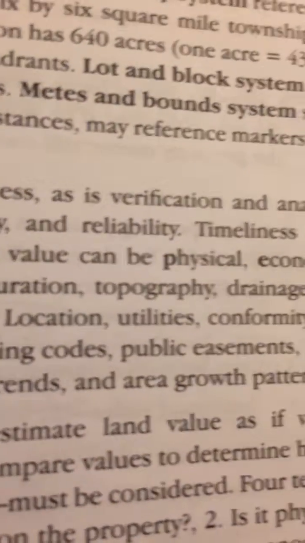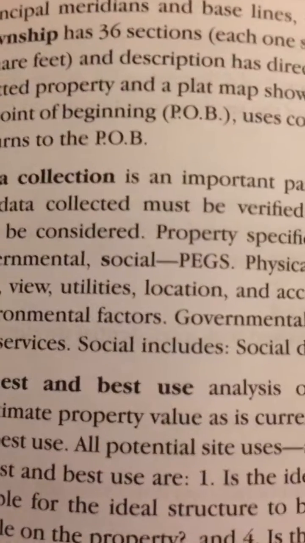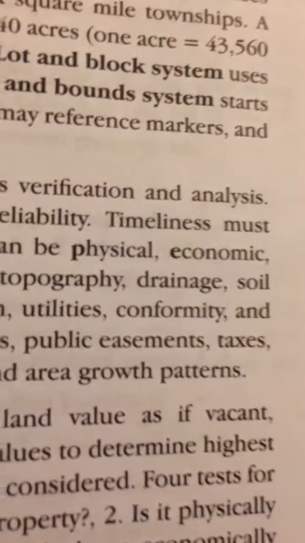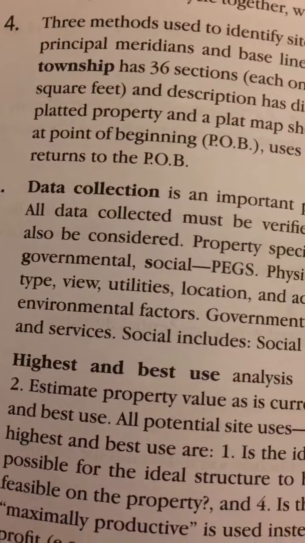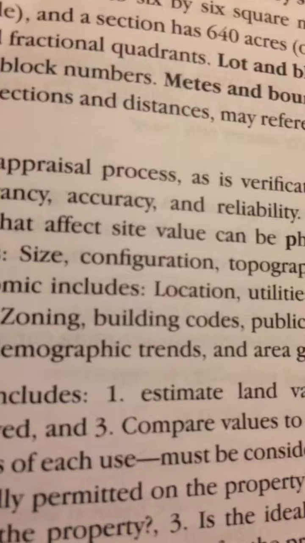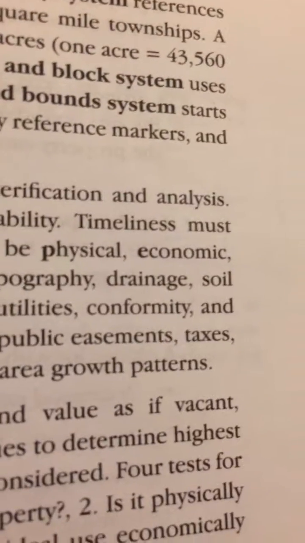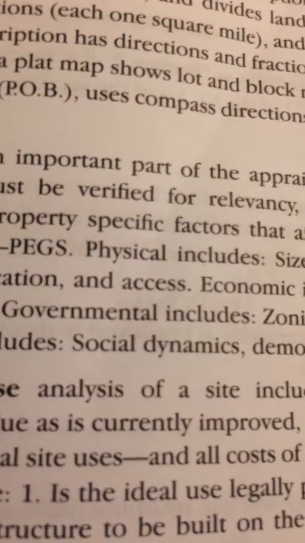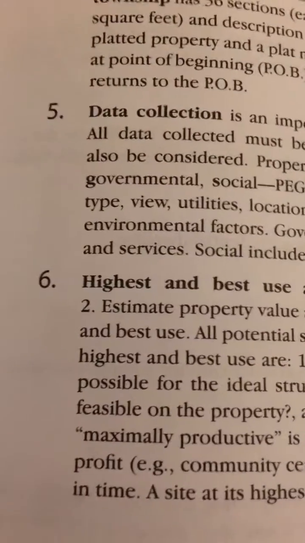Physical includes size, configuration, topography, drainage, soil type, view, utilities, location, and access. Economic includes location, utilities, conformity, and environmental factors. Governmental includes zoning, building codes, public easements, taxes, and services. Social includes social dynamics, demographic trends, and area growth patterns.